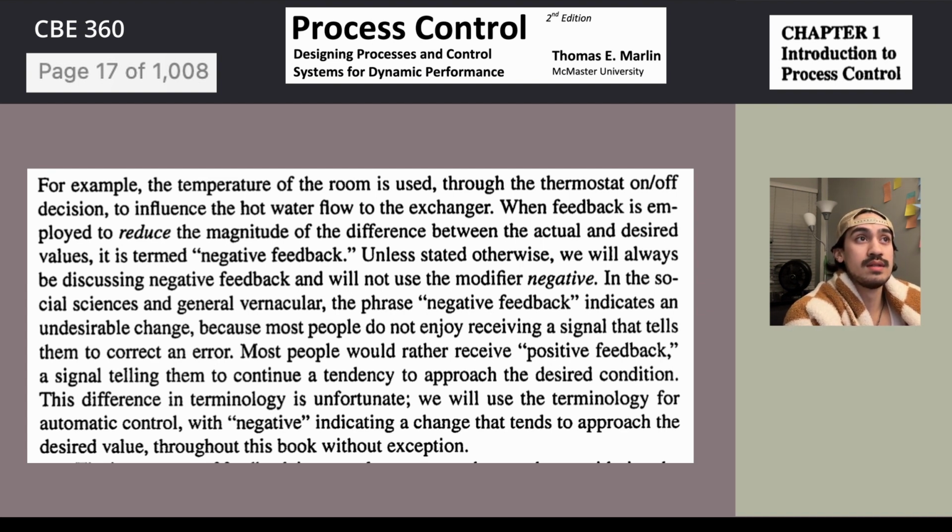In the social sciences and general vernacular, the phrase negative feedback indicates an undesirable change because most people do not enjoy receiving a signal that tells them to correct an error. Most people would rather receive positive feedback, a signal telling them to continue a tendency to approach the desired condition. This difference in terminology is unfortunate because we will use the terminology for automatic control with negative, indicating a change that tends to approach the desired value throughout the book without exception.